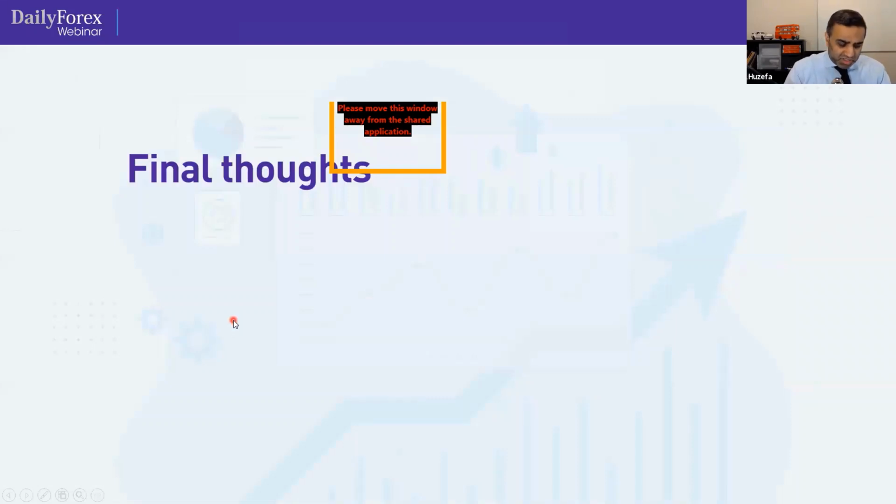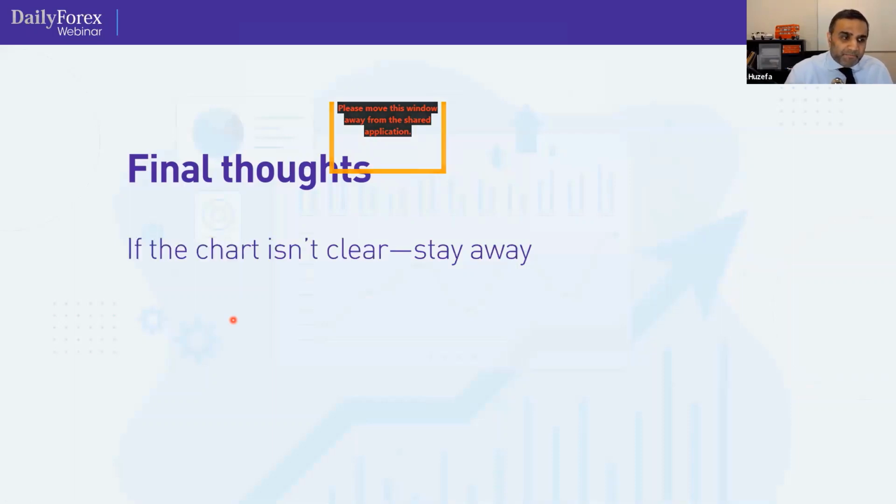Okay, some final thoughts. First thing I want to say is if the chart isn't clear, stay away. You want to be able to have areas which are defined to you. We want to have a clear bias, bullish or bearish. You're not always going to have that. Sometimes the charts are messy. They're not in clear trends. You can't sell the case to yourself even. So, either go to a different chart or look at a different time frame. That's the first thing. If the chart isn't clear, stay away.